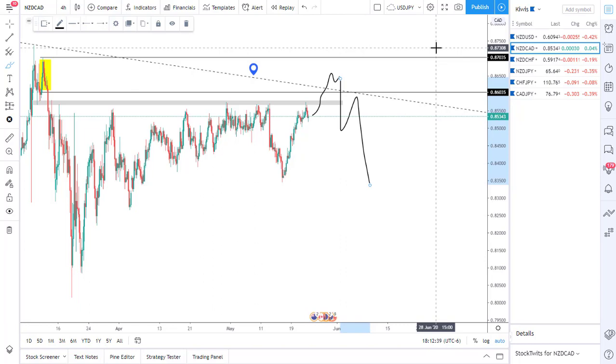Wait for strength. If you are in a demand zone, you have to wait for basically a strong and violent move to the upside. Opposite thing on supply levels. It's the same thing over and over again. That's why patience is the key. That's the analysis for NZD CAT.